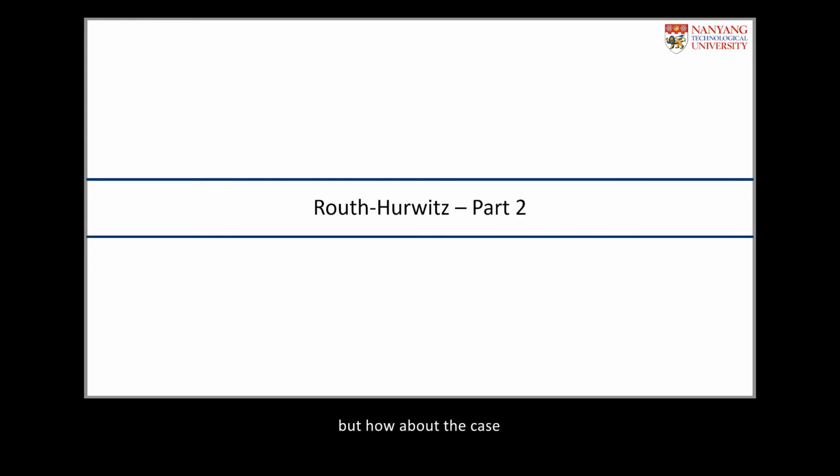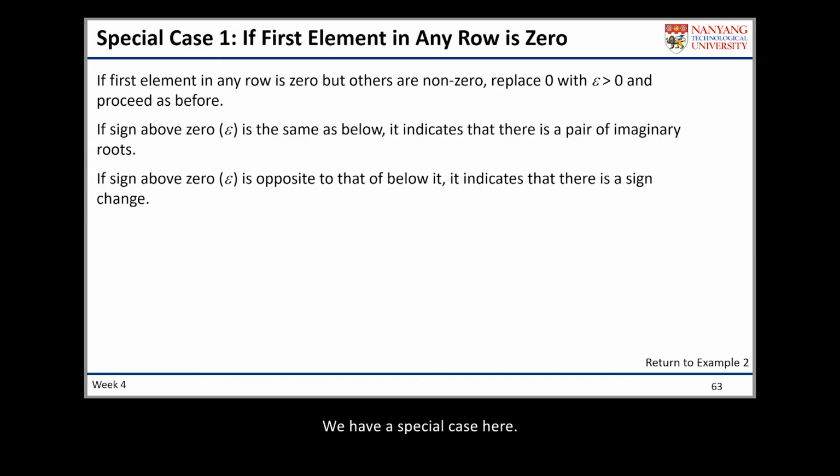But how about the case when we have a marginally stable system? I will discuss this in the following slides. We have a special case here. This first special case will happen if there is a zero value in the first element of any row. This might cause a problem, and you cannot solve it using the approach that we have discussed before.